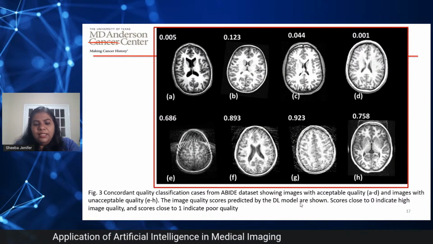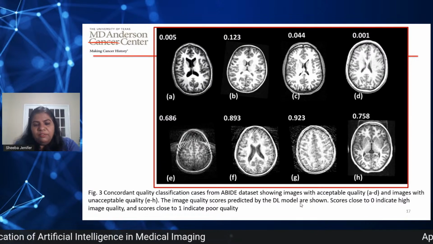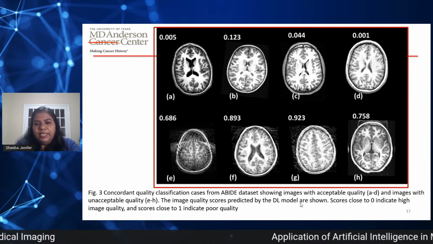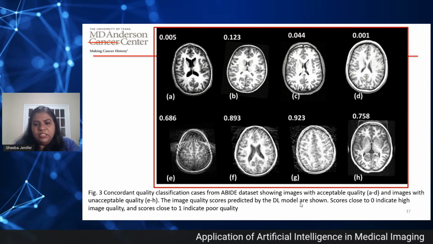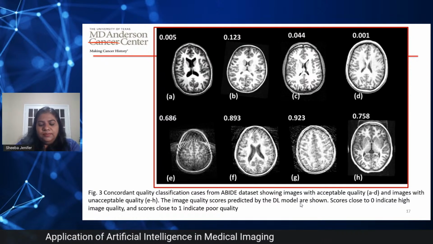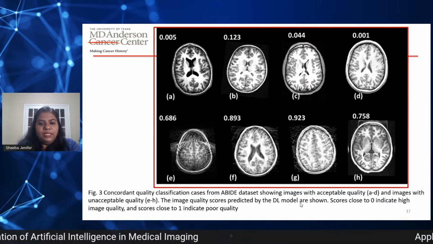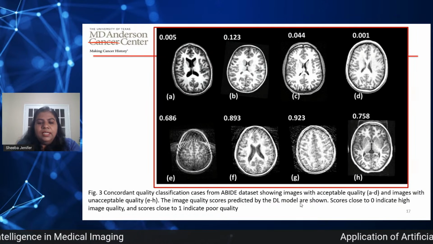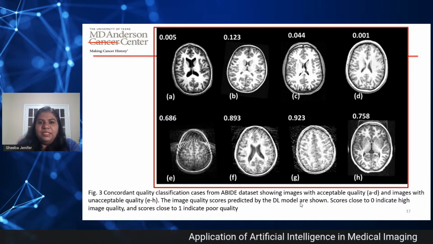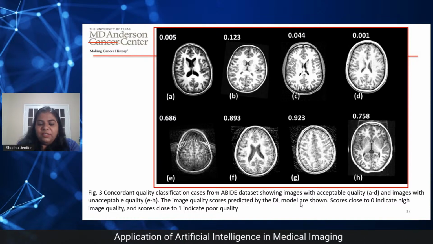So if the scan is bad, the patient is allowed a rescan on the same spot. So a rescan is taken instead of waiting for days to recall the patient for another scan. So this is how the quality was predicted, and this actually falls under a project that helps in the smooth running of the clinical workflow.